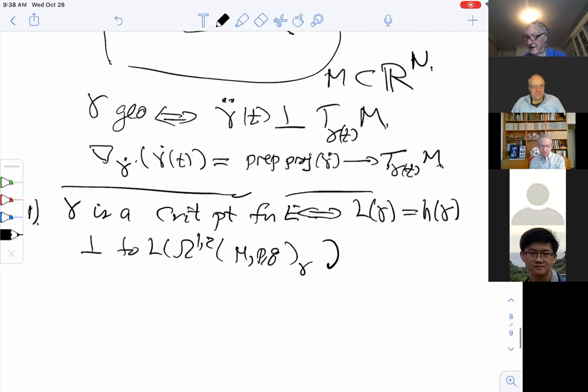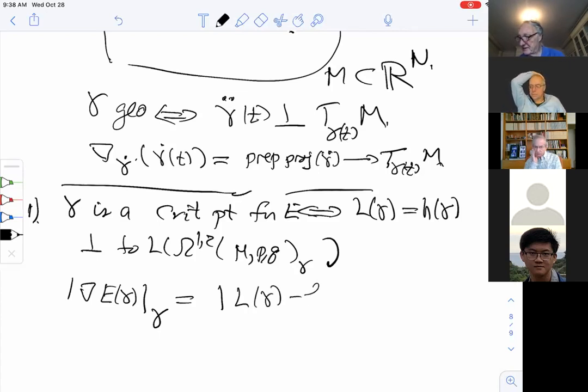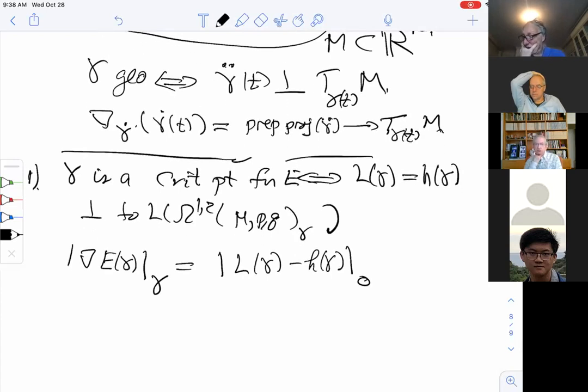And the second thing to notice is that the norm of the gradient in its tangent space is equal to the norm of L of gamma minus H of gamma, the L2 norm of that difference. Because the gamma norm is just the L2 norm. So this is the L2 norm of the derivative. But the derivative of the gradient is this difference, and therefore the L2 norm of the derivative of the gradient is the L2 norm of this difference, and that's the gamma norm of E. Okay, so that's the second thing to notice.